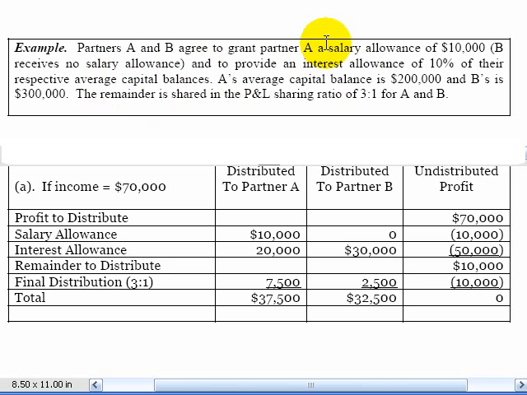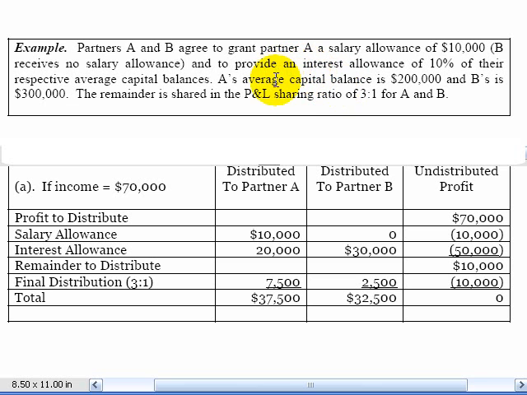Salary allowances are a way to compensate one partner who spends more time running the operation or who has more expertise. An interest allowance is a way to compensate a partner who might have more invested in the business than another partner does.